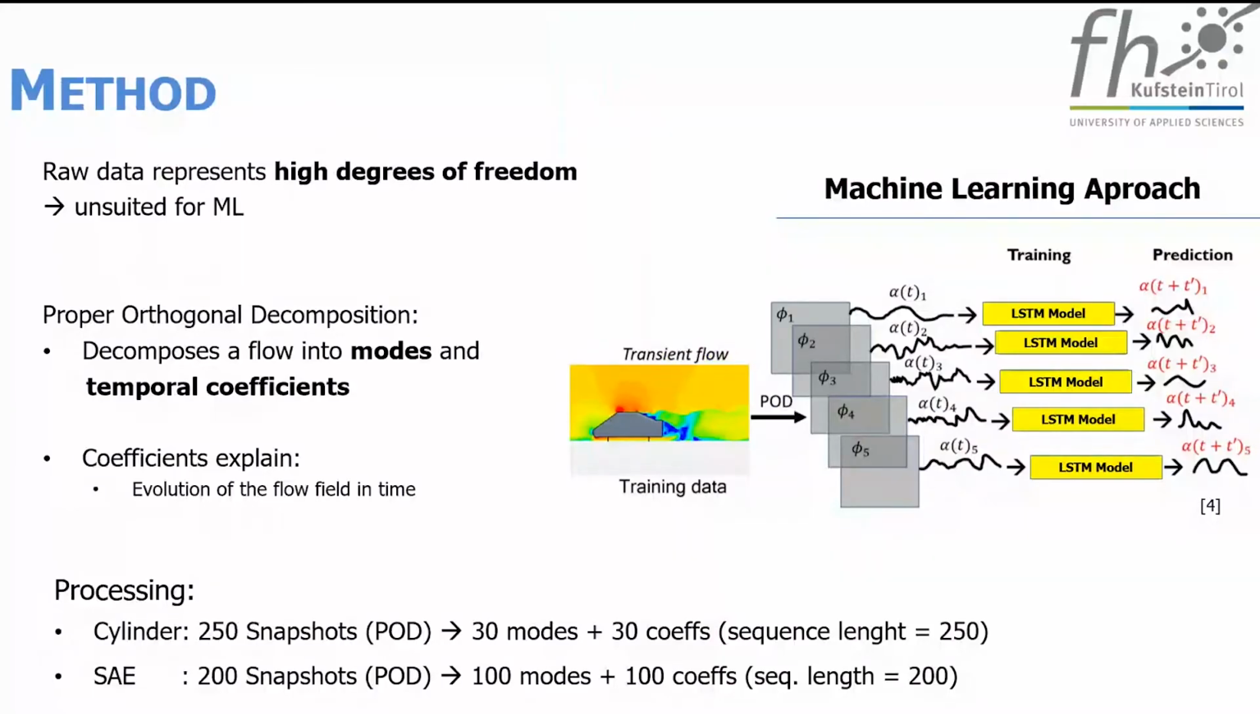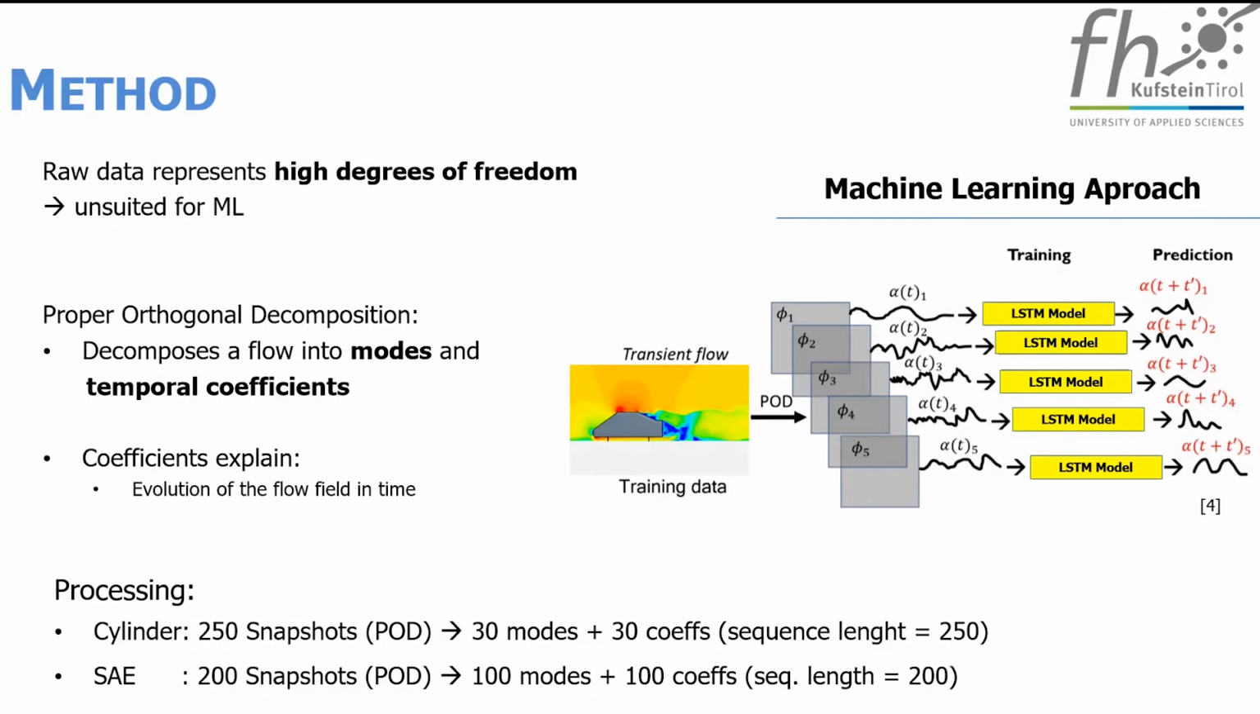So let's talk about the method real quick. Imagine a flow field like a picture that evolves over time. So it's like the pixels in a movie, right? But these points in the flow field can represent high degrees of freedom, which is very unsuitable for machine learning.